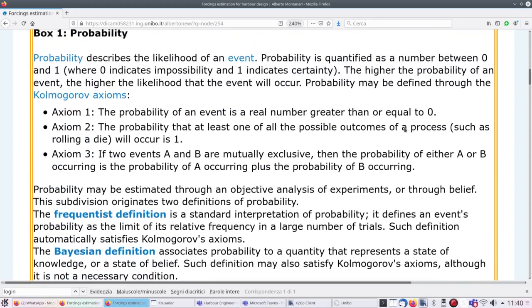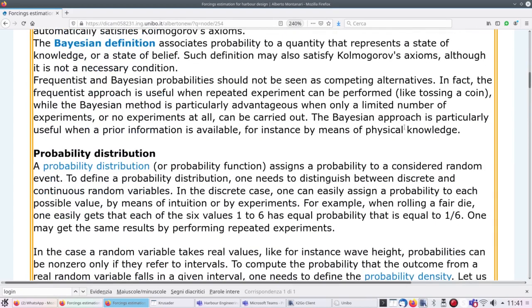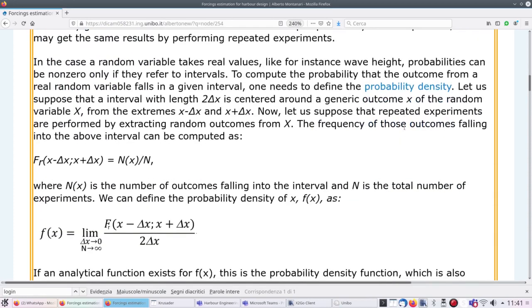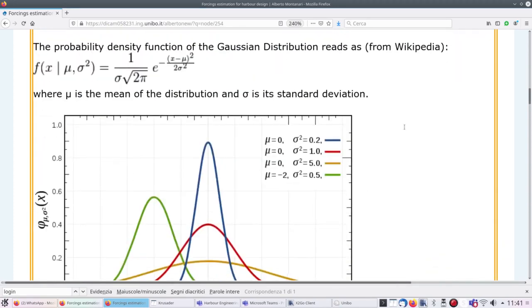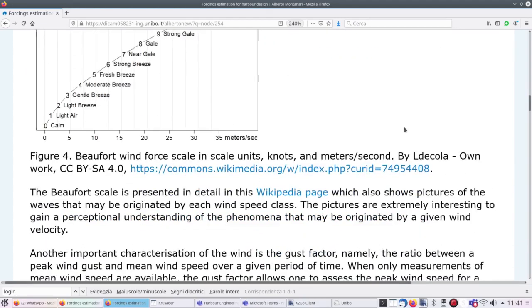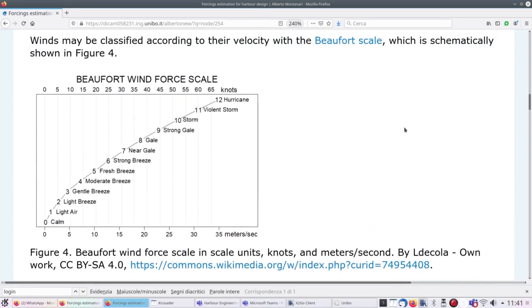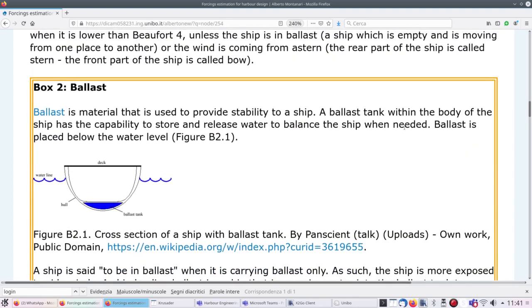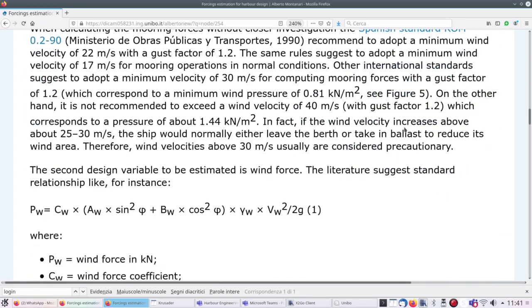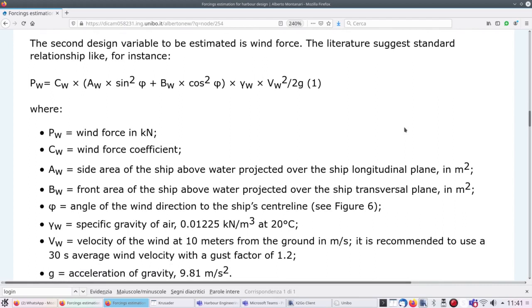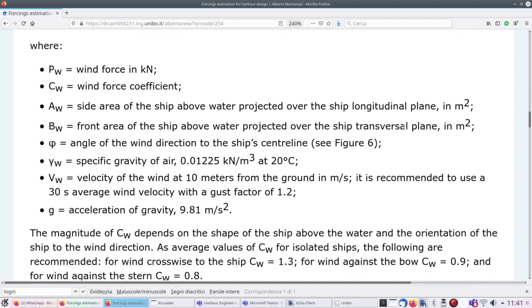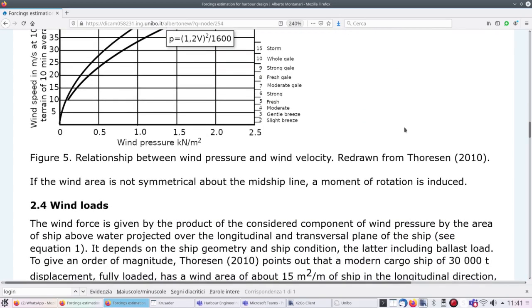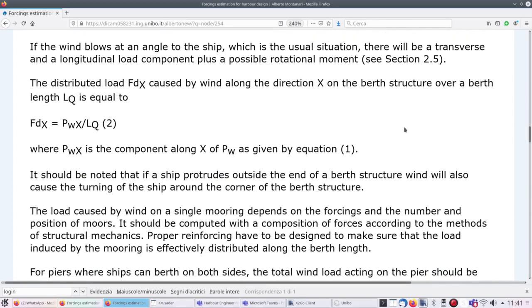And then something on probability, the definition of probability. This is something that I may ask. What is a probability distribution? Something that I may ask, and then not much more. And wind classification, this is something that you do not have to learn by memory. And what is the ballast of a ship? Something that I may ask. This is not difficult to explain. And as I said here, try to learn what are the physical variables that are effective. And then there is the discussion on the return period.